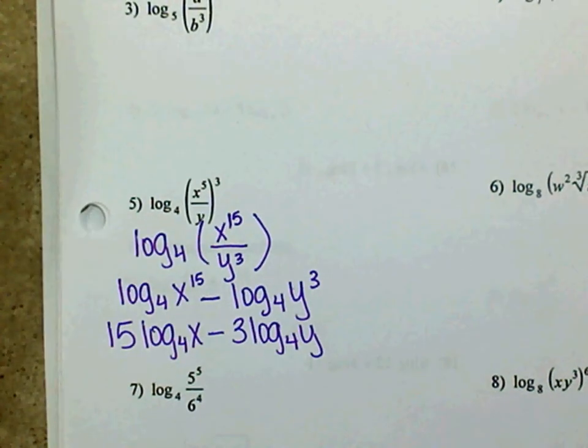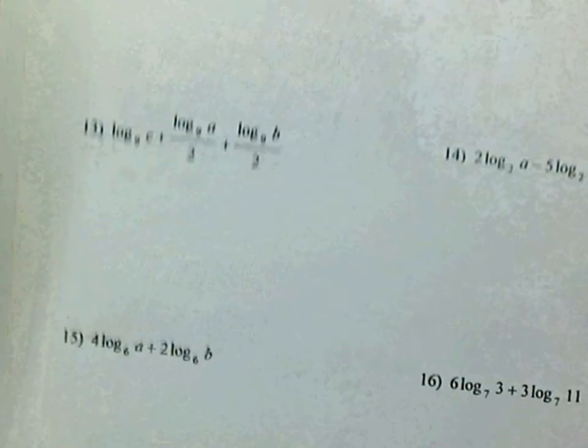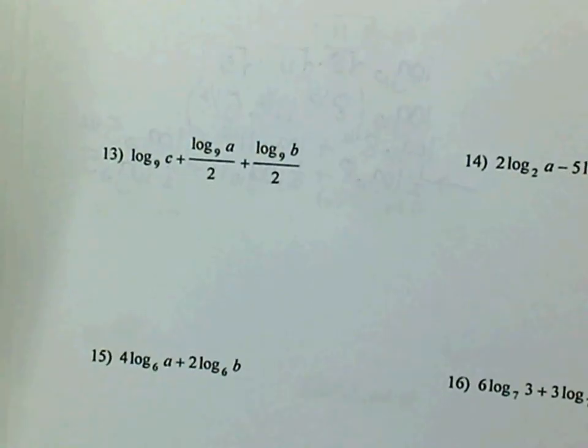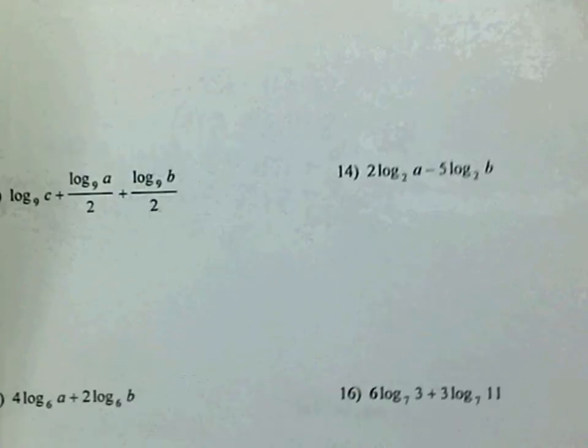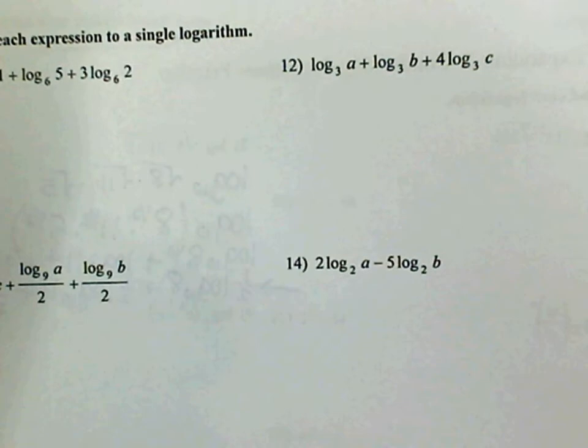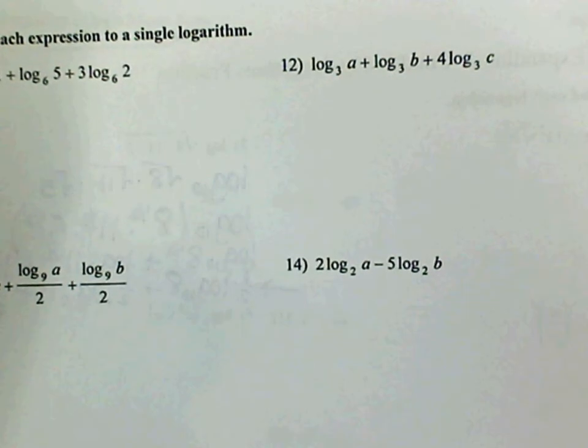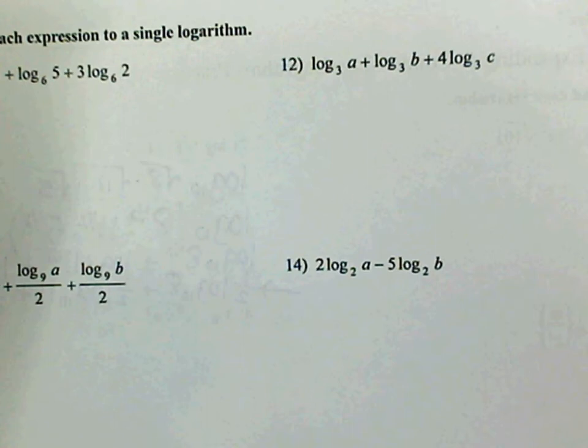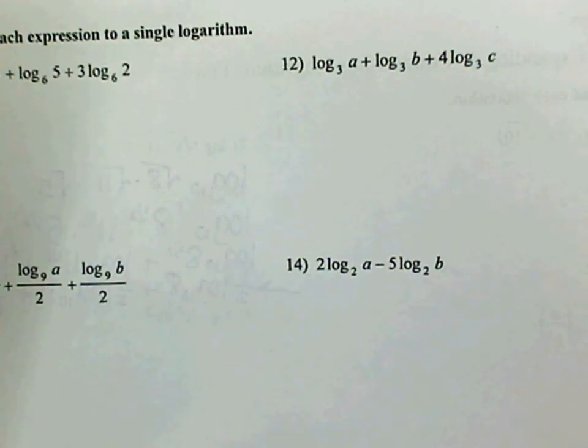Okay, let's go to the back. These are condensing, so we're literally doing the opposite of what we just did. Let's look at number 12. Whenever you're expanding, the last step is to deal with the exponents. But when you condense, it's the first step that you do.